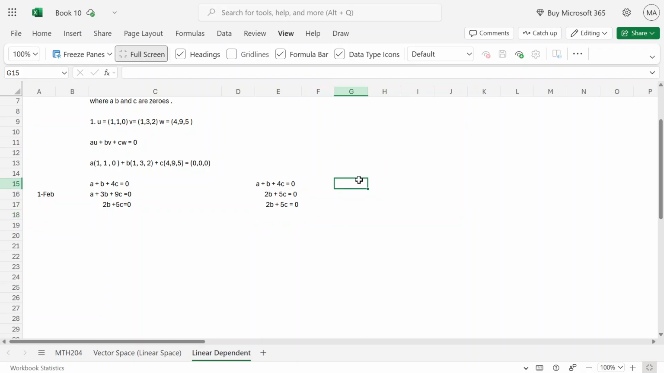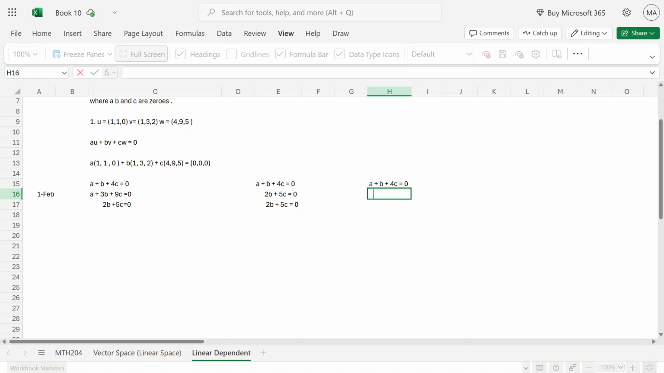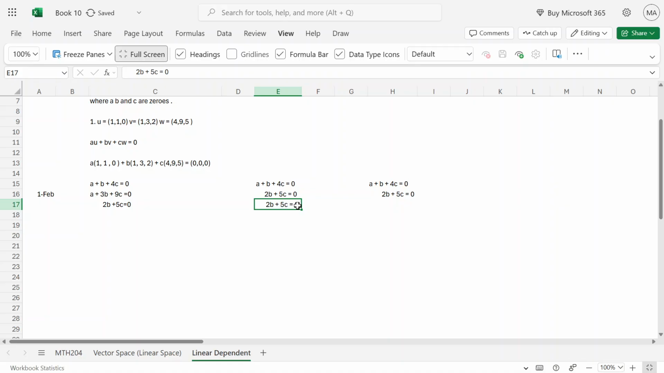Now what do you do next? Write the first one the same way: A plus B plus 4C equals 0. Rewrite this: 2B plus 5C equals 0. Now what do you need to do? We should eliminate the next one. By eliminating B here, we will also eliminate C. And what we get is 0 equals to 0.